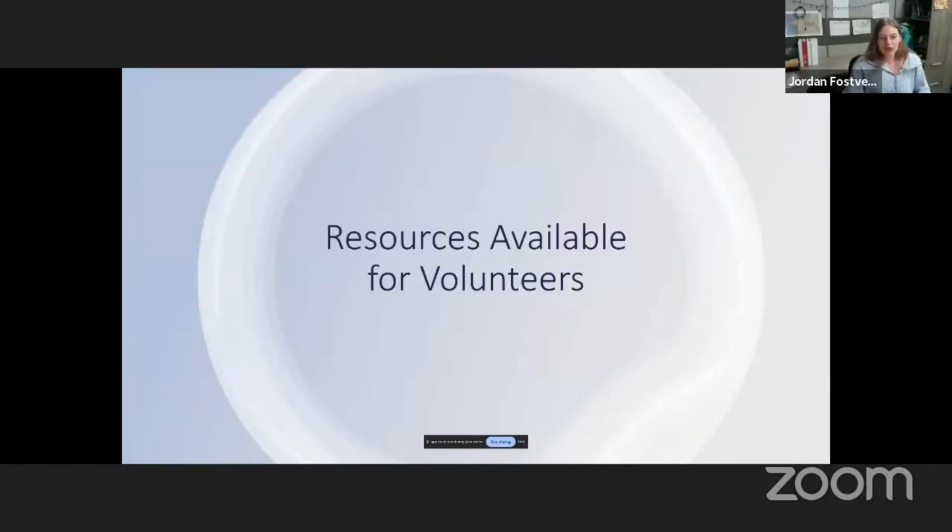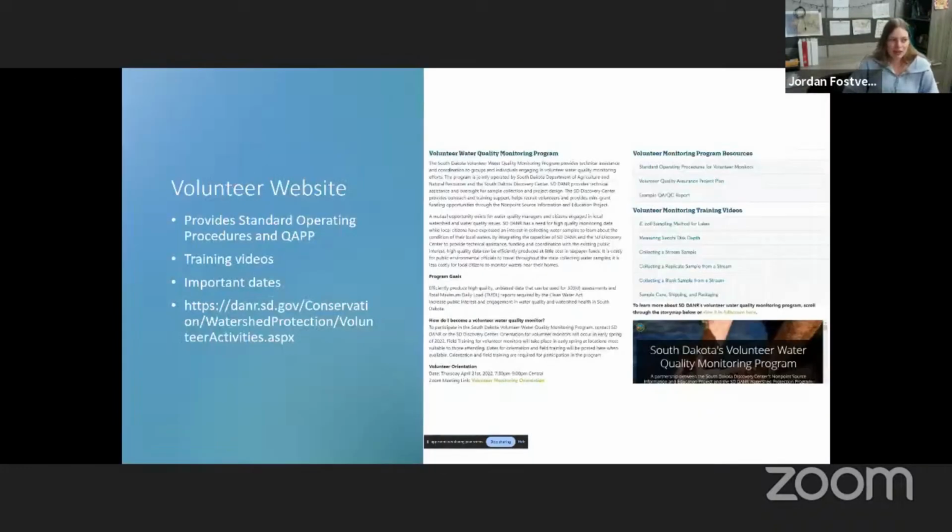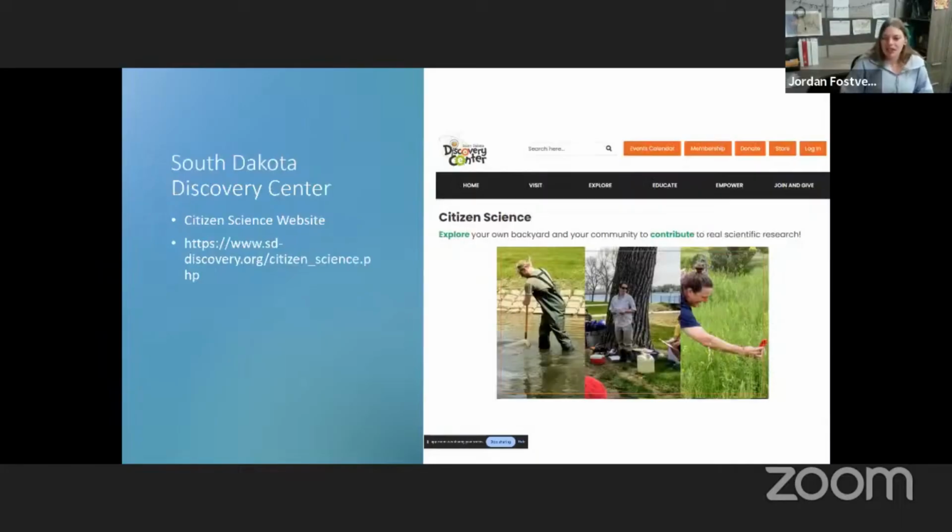And resources available for volunteers. Here's some places where you can find a lot of the information I went over today. It was a lot, so feel free to review. The volunteer website provides the standard operating procedures and QAPP document, QAP, linked right there. There's also training videos and important dates and a cool story map. There's also the South Dakota Discovery Center website where you can learn more about citizen science and the other projects that the Discovery Center is running.